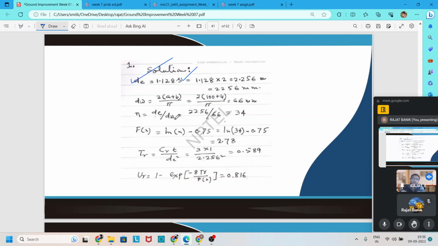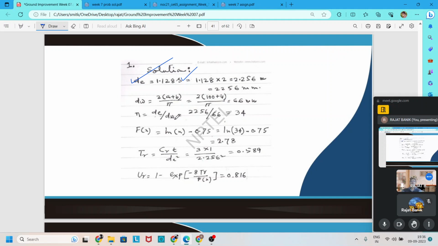By this formula, we find out the diameter of the influence zone, and after that the dimension of the strip. We can say PVD is given, and it is converted into an equivalent vertical drain. For that we apply this formula, 2 into (a plus b) by pi. By this formula we find out the diameter of the vertical drain, which comes to 66 mm.